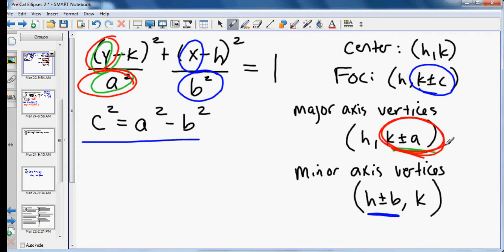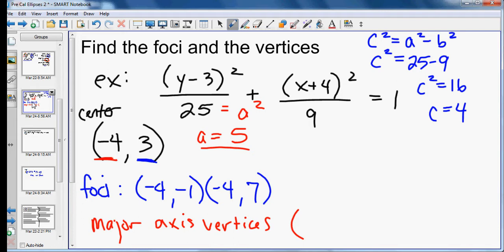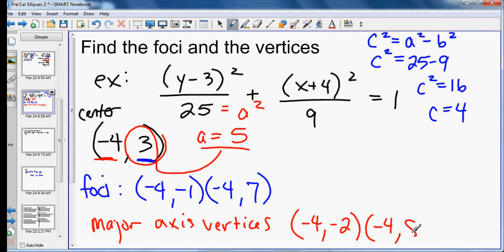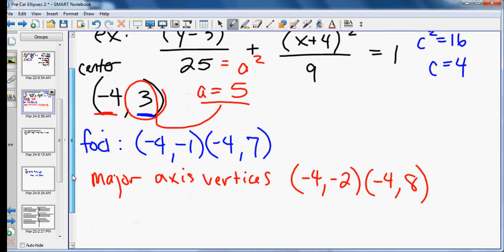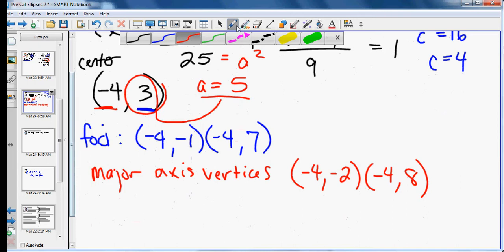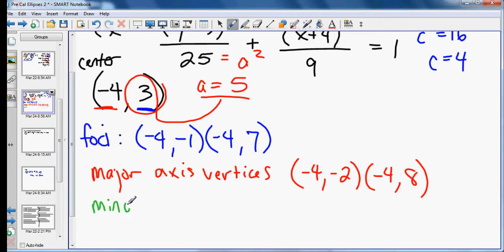For the minor axis vertices, we'll use b. That's the smaller of the two denominators. This is b squared, so b is equal to 3. And you can see it's paired up with the x term this time. So we'll add and subtract the 3 to the x term of the center. So -4 minus 3 is -7. -4 plus 3 is -1.